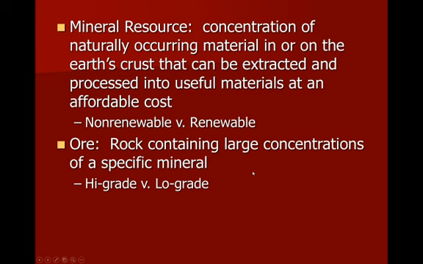So first, mineral resources. A mineral is a concentration of a naturally occurring material in or on the Earth's crust that can be extracted or processed for a useful material at an affordable cost. This would be diamonds. We use those not only to look pretty in jewelry, but in industry to cut things, like a diamond-edged metal cutter. Again, it has to be affordable. We don't want to spend a lot of money getting these things.